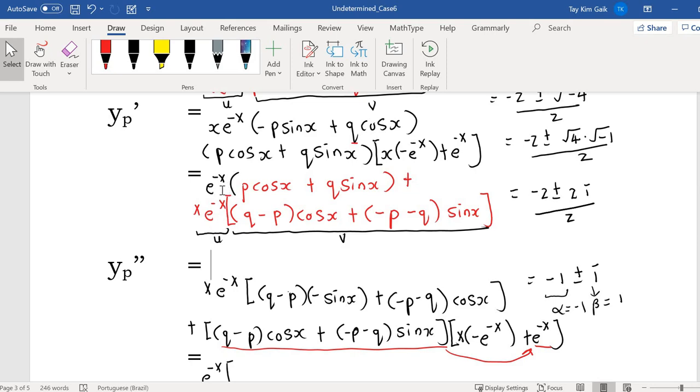For y double prime just now, what I differentiated is only the second line here. So I need to differentiate the first line I left out just now because it was too messy. For y p prime, we got two lines. What I did is only for the second line. Now I need to differentiate the first line. For the first line, you have this is u, this is v.